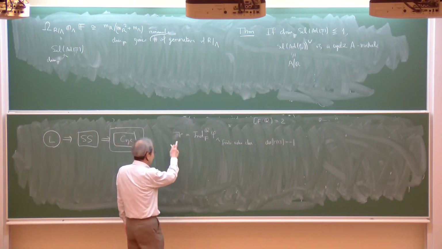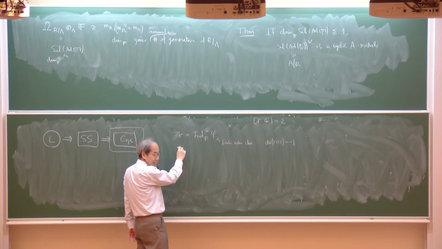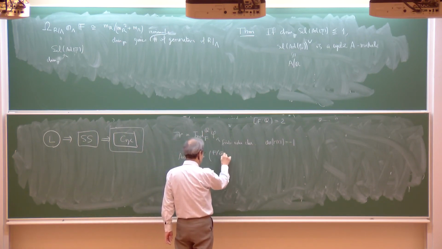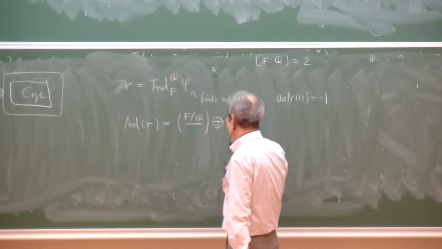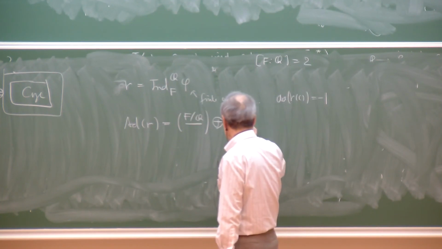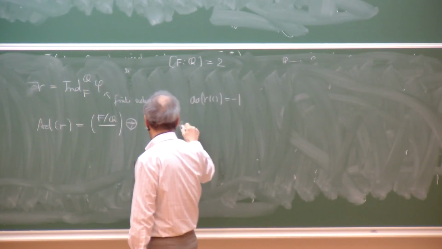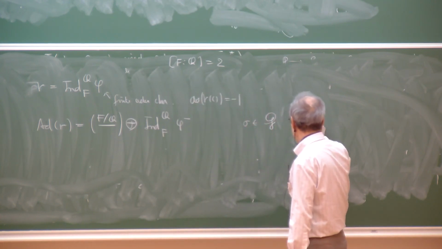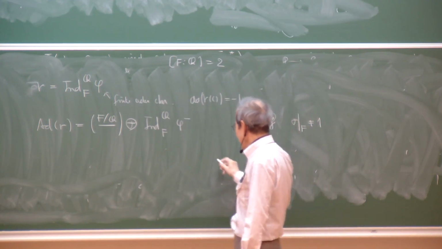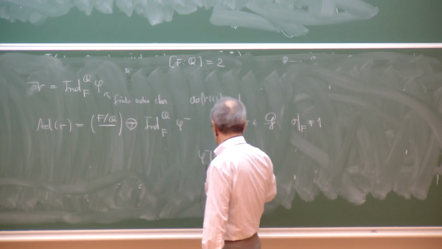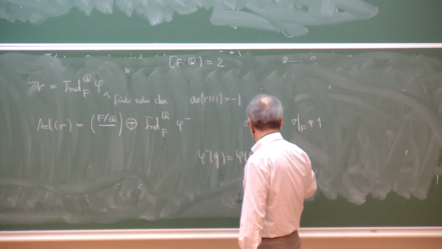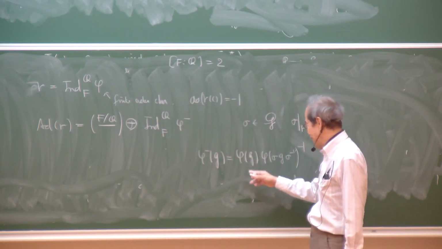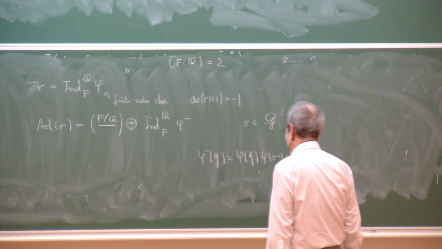Then this R is independent of the choice of p, as I said. So the adjoint is this quadratic character, the quadratic residue symbol, direct sum of the induced representation from F to Q of phi minus. Phi minus is defined by picking some sigma in the Galois group G such that sigma restricted to F is non-trivial. Then phi minus of g is phi of g sigma g inverse sigma inverse, or you can just say you plug in phi of the commutator of g and sigma, so this is the anti-cyclotomic projection.